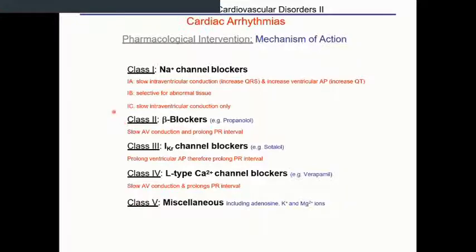So for class 2, you have your beta blockers. For example, your propranolol, they will slow AV conduction and prolong PR interval. For class 3, you have your potassium channel blockers, sotalol. You prolong ventricular AP, therefore prolonging QT interval. For class 4, they are L-type calcium channel blockers, for example, verapamil, which slow AV conduction and prolong your PR interval. Of course, you have miscellaneous drugs, including adenosine, potassium, and magnesium ions, which have miscellaneous mechanisms of action.